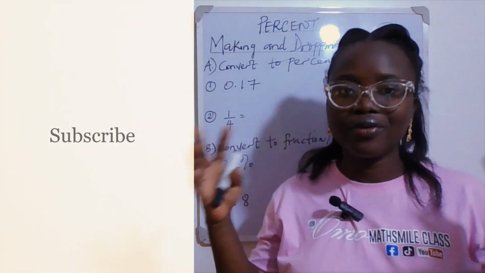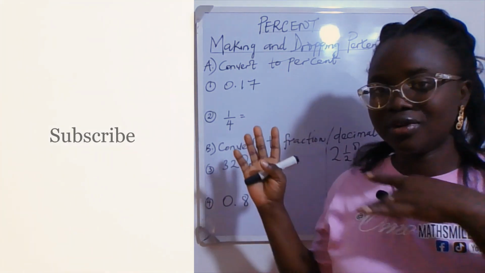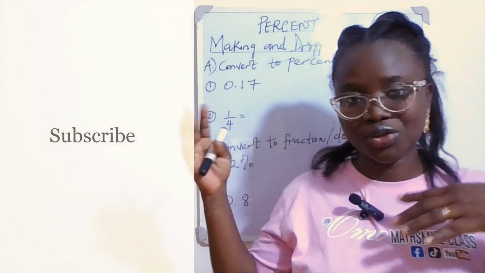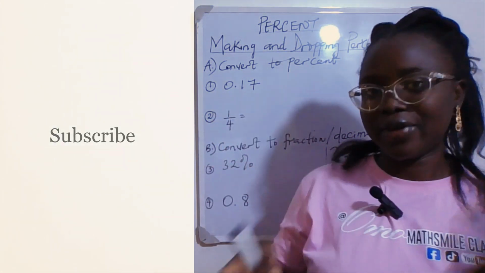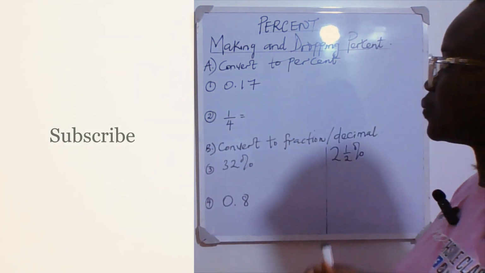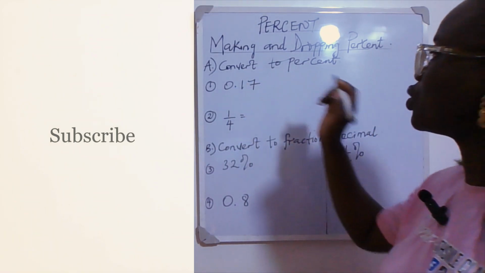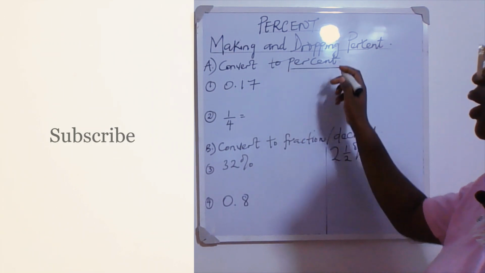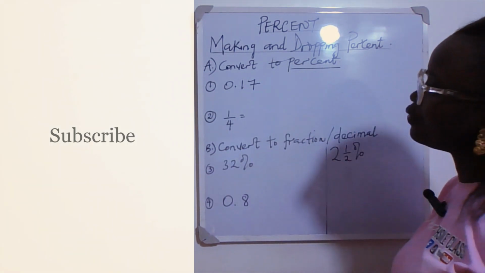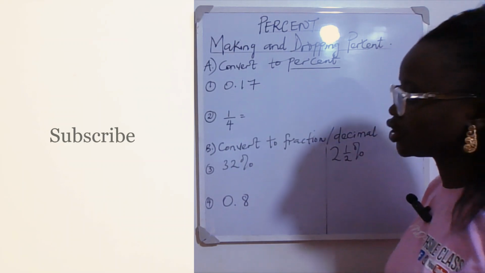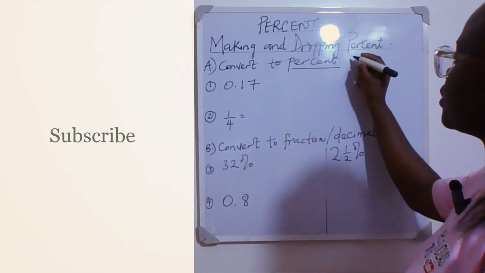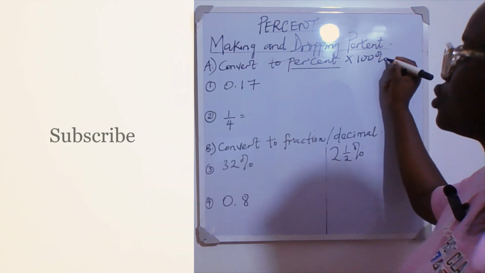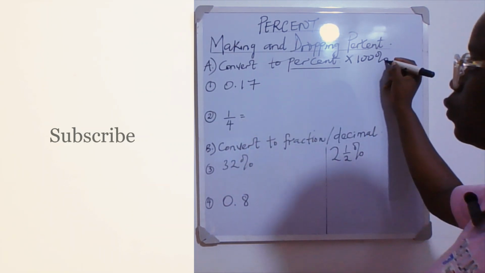First, we need to look at one aspect of percent, which is how to convert from decimal or fraction to percent, and then vice versa. So let's look at the first aspect, converting to percent. We want to convert from decimal or fraction to percent. Please note that whenever you are asked to convert from decimal or fraction to percent, you must multiply it by 100%. So for this and this, we'll be multiplying them by 100%.